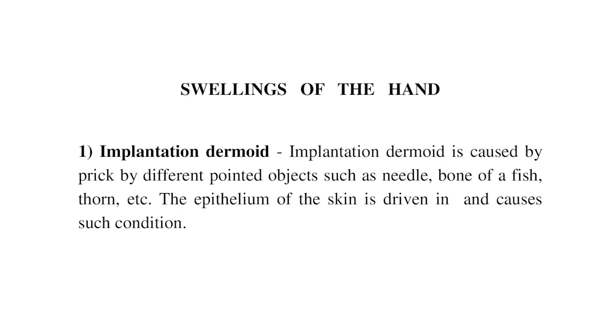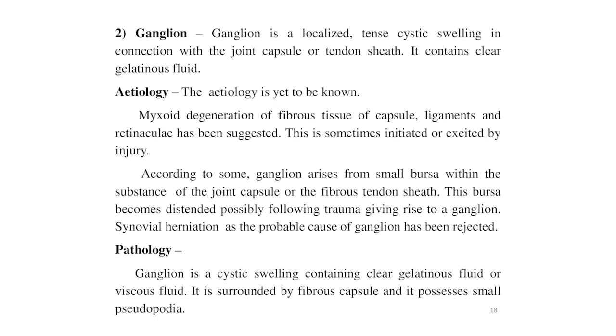Fluctuation can be elicited. Dear students, here is the image showing the implantation dermoid cyst of the hand. This cyst develops due to pricks by pointed objects like a needle or fish bone. Now, the second point is the ganglion. Ganglion is a localized tense cystic swelling in connection with the joint capsules or tendon sheath. It contains clear gelatinous fluid.